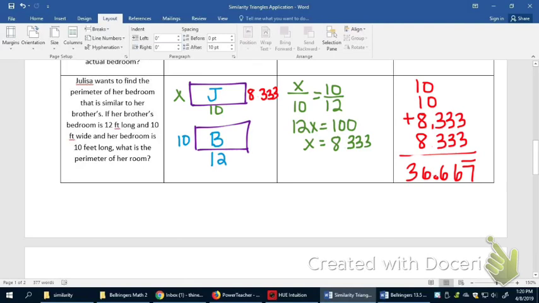Between area and perimeter and triangles and similarity, we're going to talk more about it tomorrow, but any questions about that one?